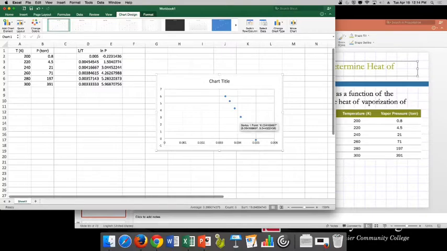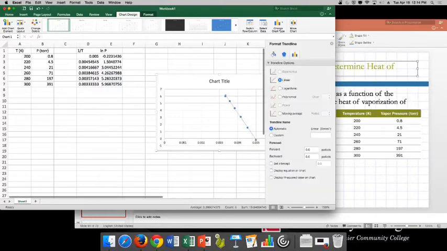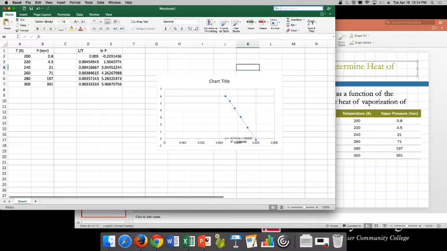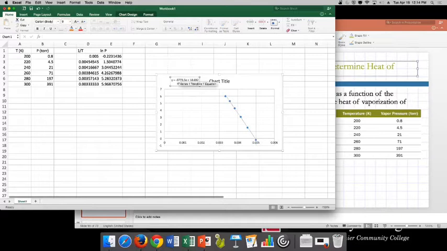So then if I go on the line, one of these points here, I can add trend line, display equation on chart, display r squared just for fun, and get rid of this. And so there's my equation for the line. Okay. And the slope is what we want here, that negative 3773.5. We don't care about the intercept.